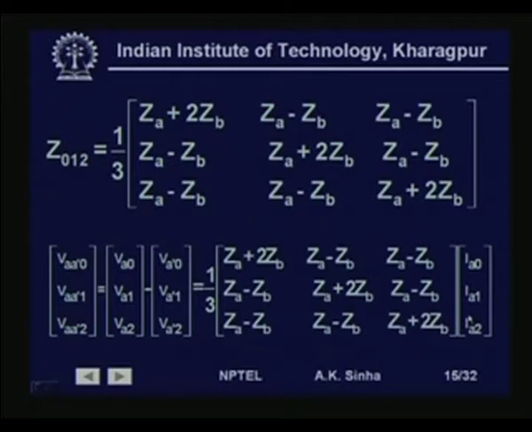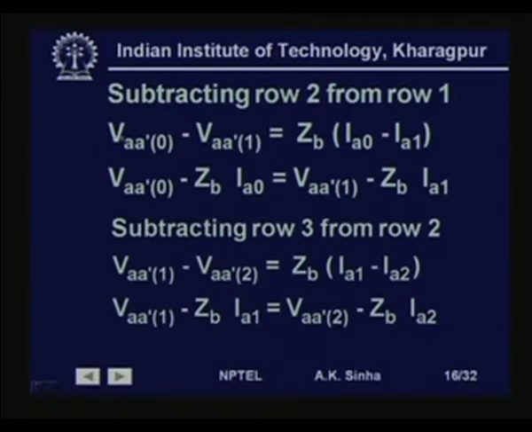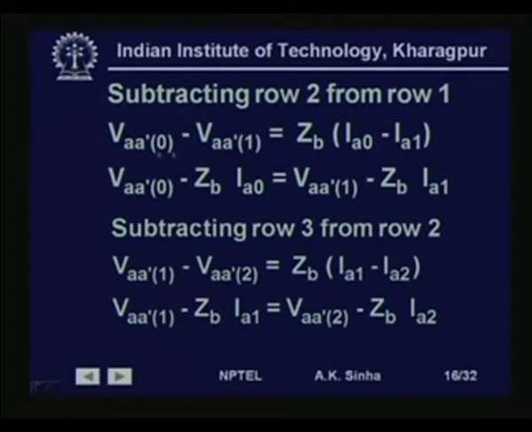Then, arranging this, we will get VAA dash 0 minus VAA dash 1 is equal to ZB into IA0 minus IA1. That is, if we do this subtraction of the row 2 from row 1, this is what we are going to get, and this we can write as VAA dash 0 minus ZB into IA0. This term we are taking on this side. Now, this term we are taking on right hand side, so this becomes positive. So, VAA dash 1 minus ZB into IA1. So, this is what we will get by subtracting row 2 from row 1.